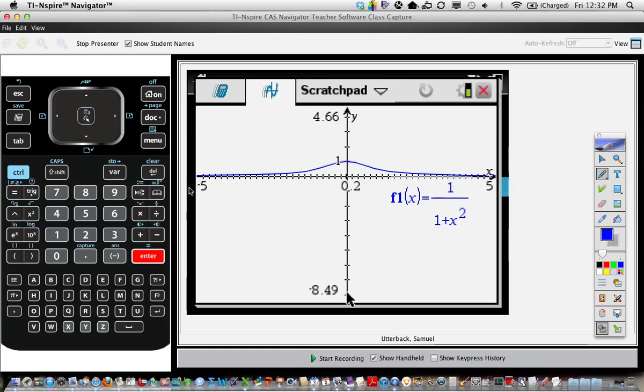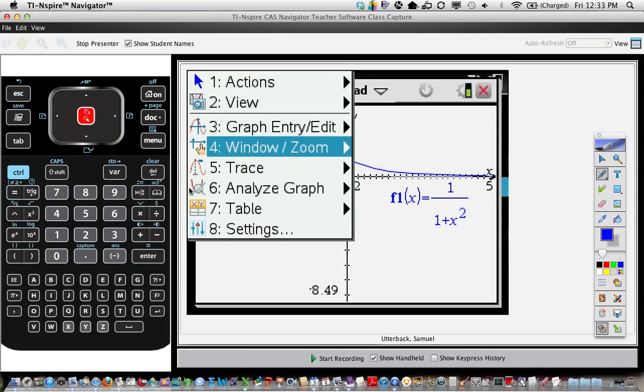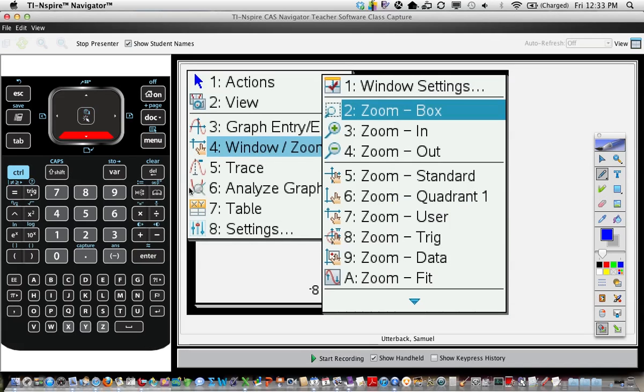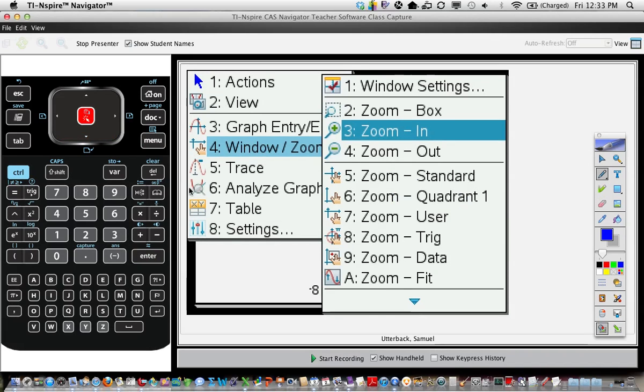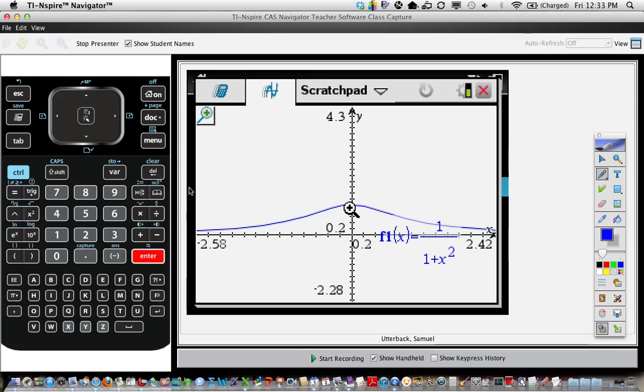So I want to show you a couple tools on the calculator to do this. Go to your menu and the window, zoom again, and this time we're going to choose zoom in. It asks you where the center is, so you move your cursor right over where you want to zoom in, which here is the point 0, 1. Go up a little bit. Now you can either hit enter or push the middle of the trackpad, and it zooms in. Now, don't do it, but we could keep doing it. You could keep zooming in, zooming in, zooming in.